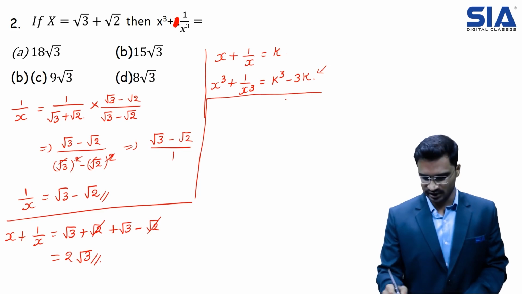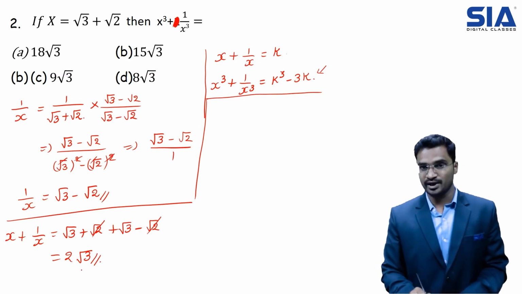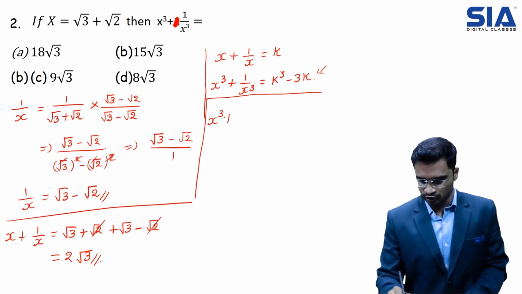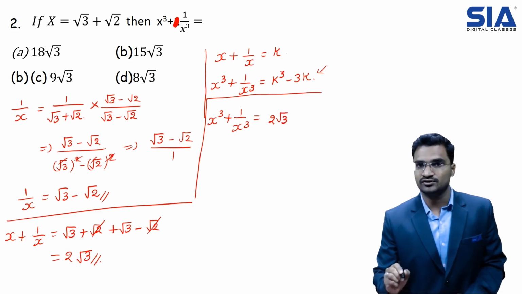Now let us substitute it here. So x plus 1 by x is 2 root 3. So k value is 2 root 3. Then x cube plus 1 by x cube is equals to, in the place of k we have to substitute 2 root 3.